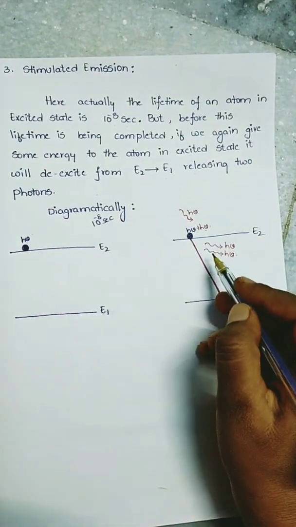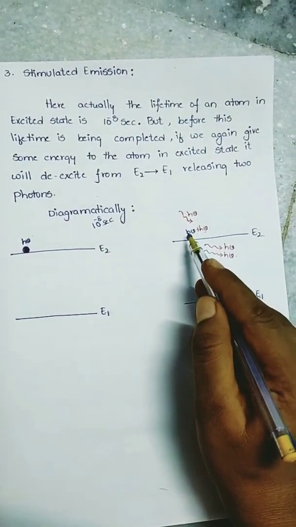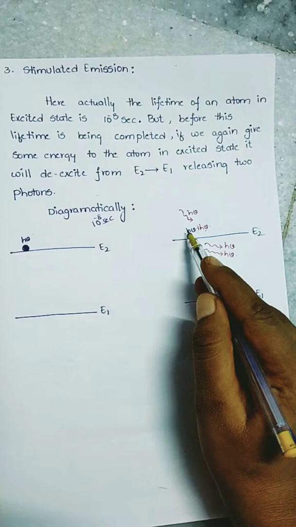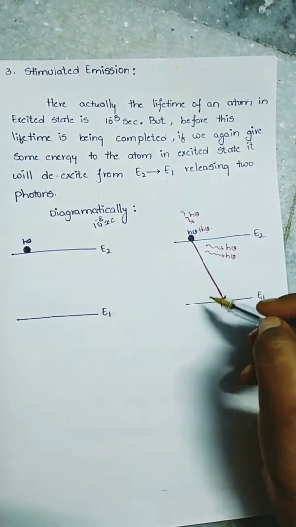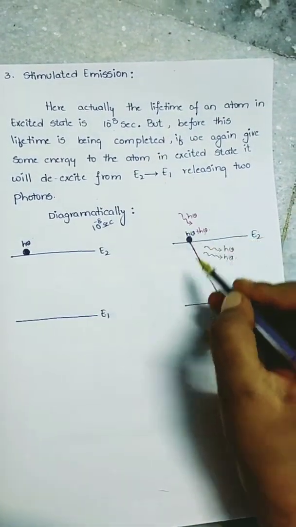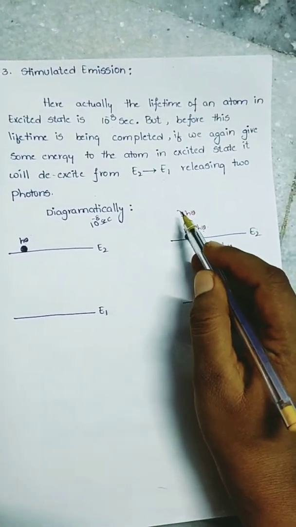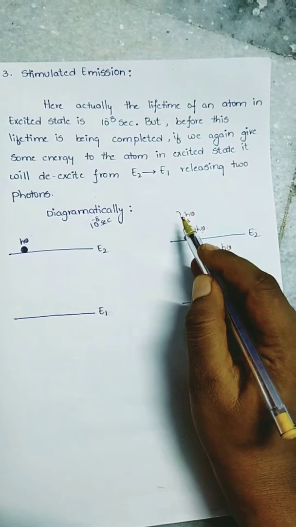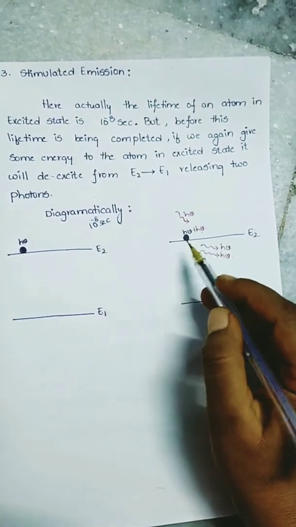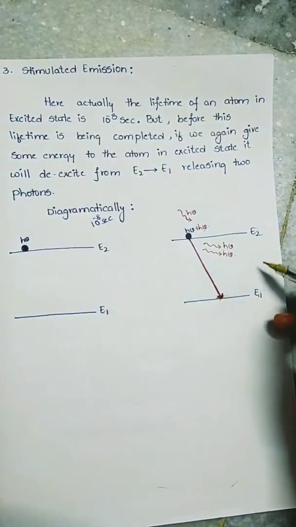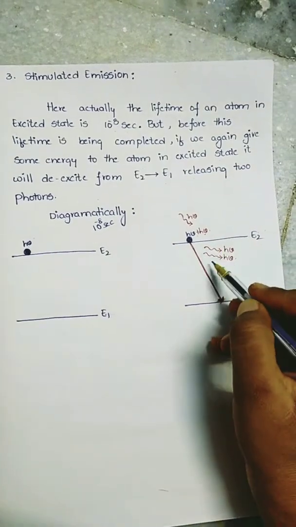See here, it will release 2 photons. One is the photon which we have given to move it from E1 to E2, and the other is the photon energy we are giving again before it completes 10 to the power of minus 8 seconds. So when it is de-exciting from E2 to E1, it will release 2 photons.